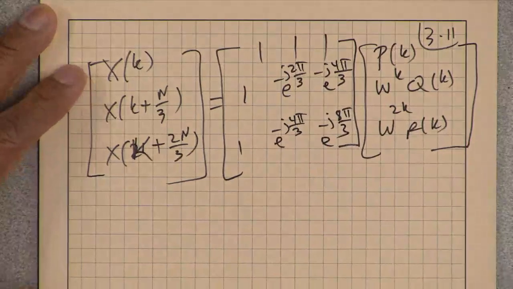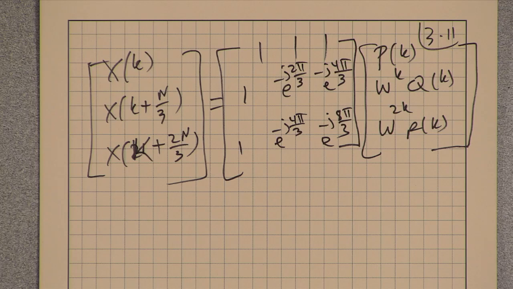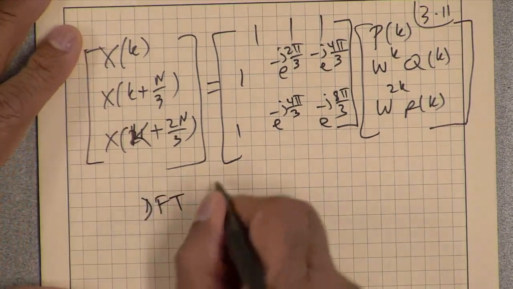Does anybody have a clue about what that matrix might be? Any volunteers? Some of you took my 45-41 class. We have seen this before in that class. Okay, remember that DFT matrix?